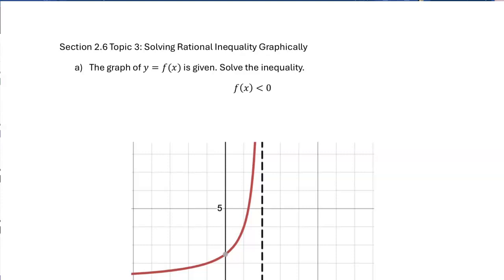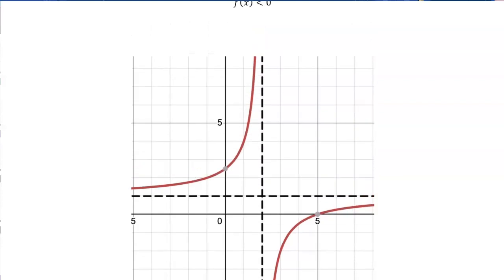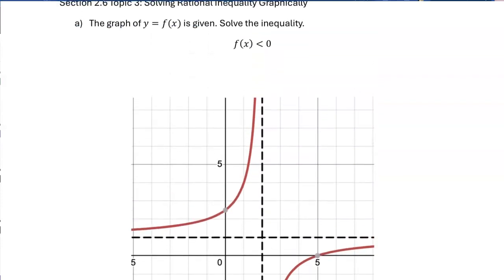This video is for Nova Online Math 161 and we're looking at solving rational inequality graphically, and this is from section 2.6. The graph of y equals f of x is given. Solve the inequality f of x is less than 0.